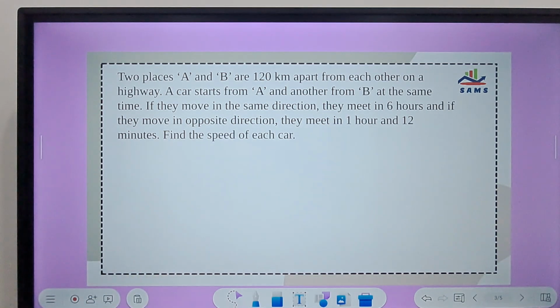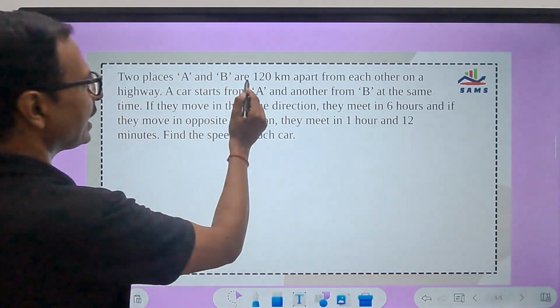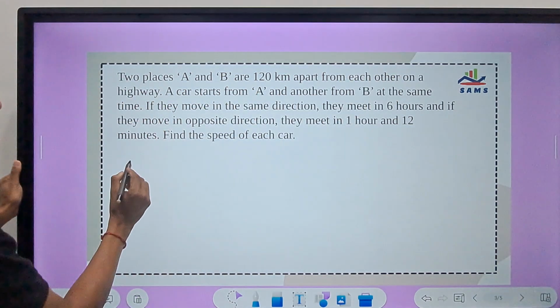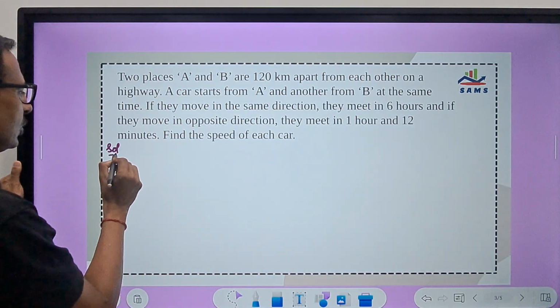Right, let's see the first question in here. It's a big question and a very important question for all 10th class students, for the board exams. Two places A and B are 120 km apart from each other on a highway. So let's write the solution.